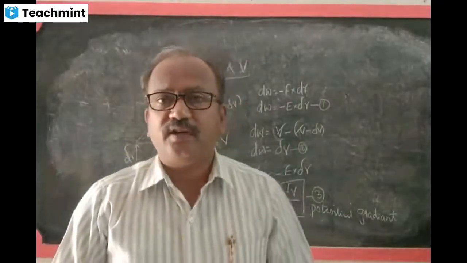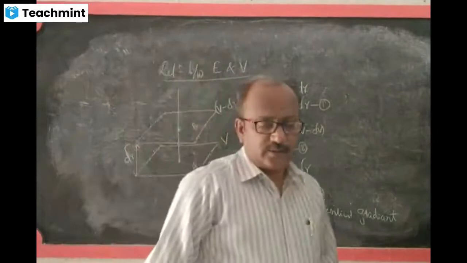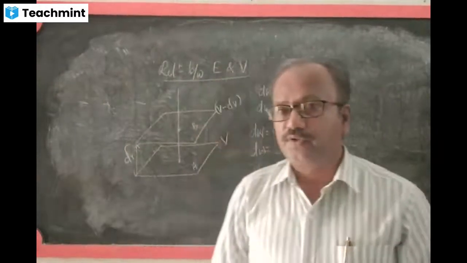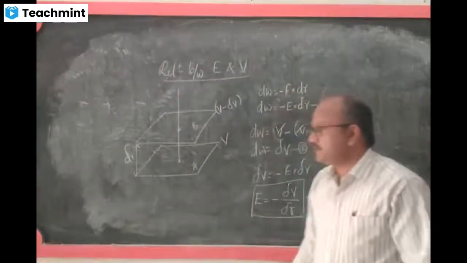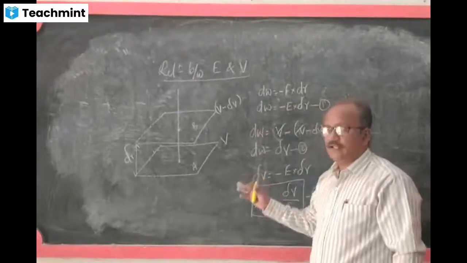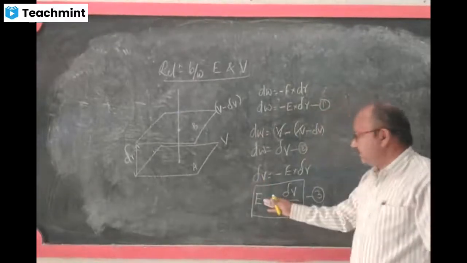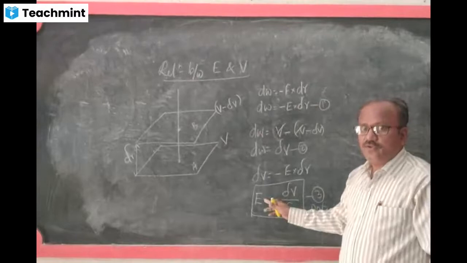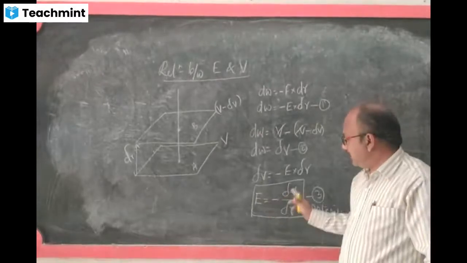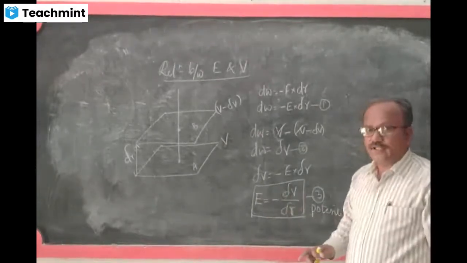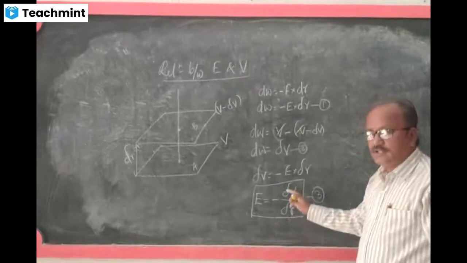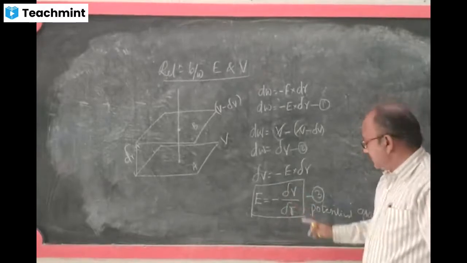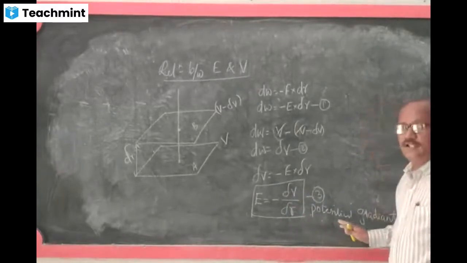Different reference books use different notations. Here we are taking only delta. Some books take only dr and dv like that. So this is the equation which relates the electric field and the electric potential, and this ratio, delta V by delta R, is called the potential gradient.